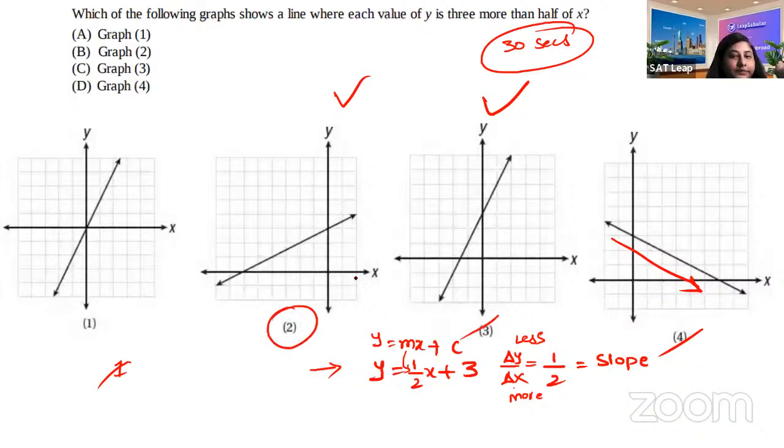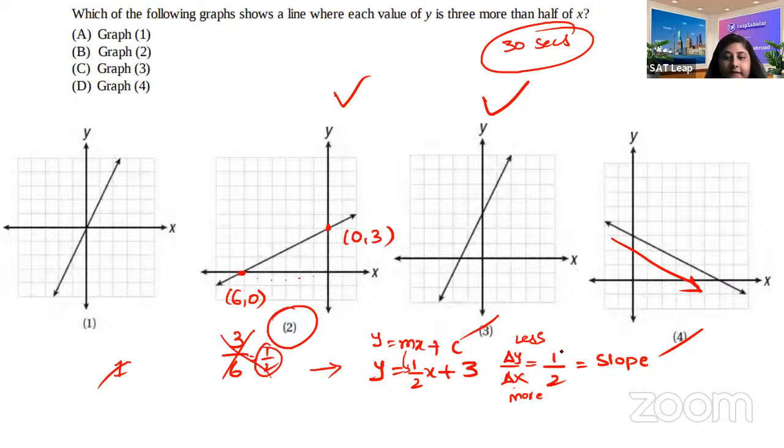So the third is cancelled. Or you can even check it out by using the y-intercept and x-intercept, and find out the value of slope. The y-intercept here is 1, 2, 3, that is (0, 3). And the x-intercept here is how much? 1, 2, 3, 4, 5, 6, that is (6, 0). You can find the slope, 3 by 6, which is 1 by 2. That way also you can answer, but you don't have to calculate here.